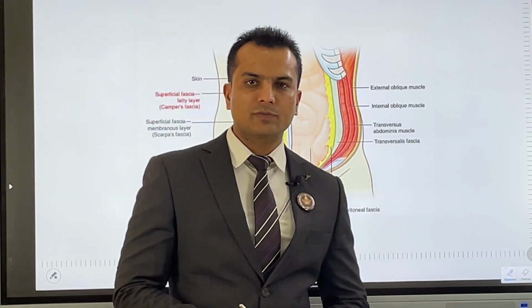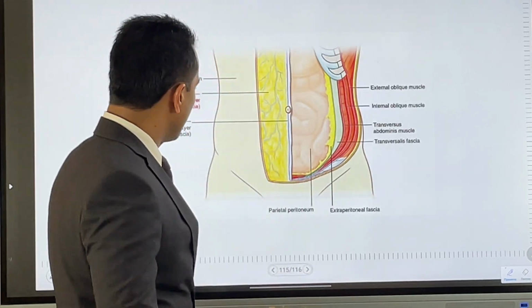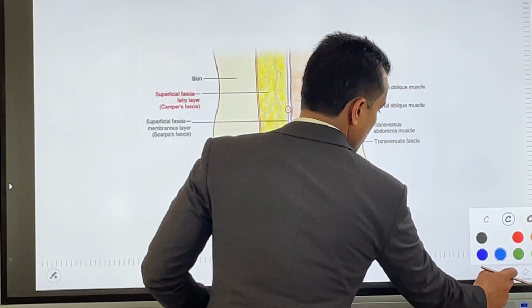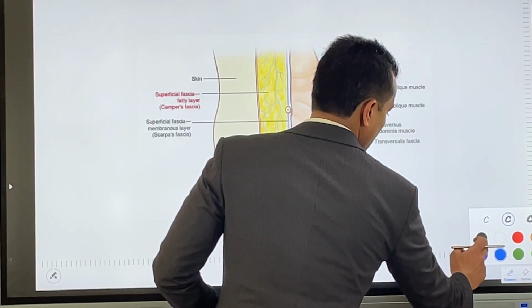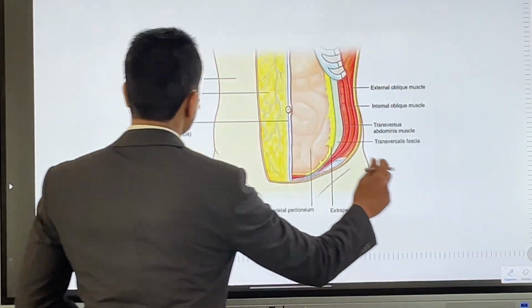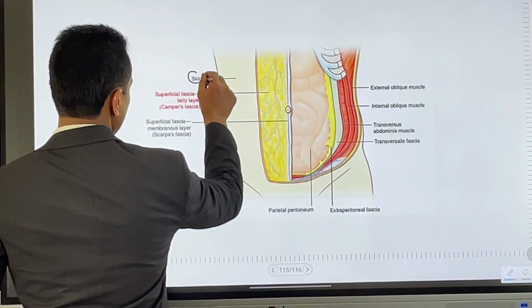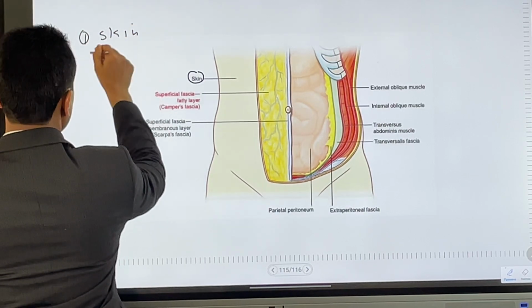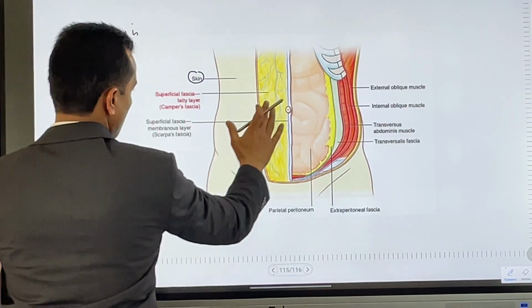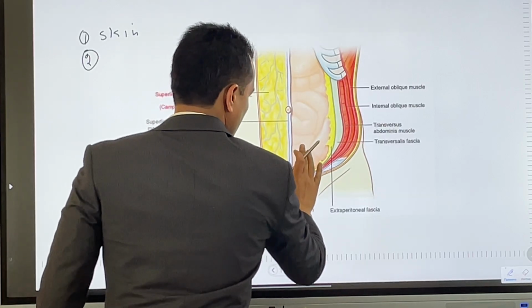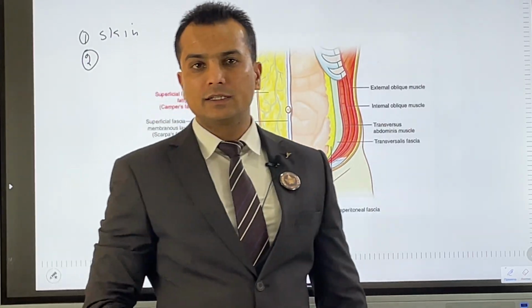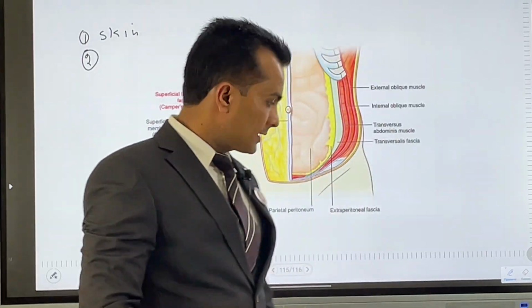So we will discuss one by one, layer by layer. First, suppose you are approaching any peritoneal organ. First you have to remove the skin. So the first layer, remember, is the skin, and after the skin you have the fascial layer. This is the anterior abdominal wall, and anteriorly you have the rectus abdominis muscle.